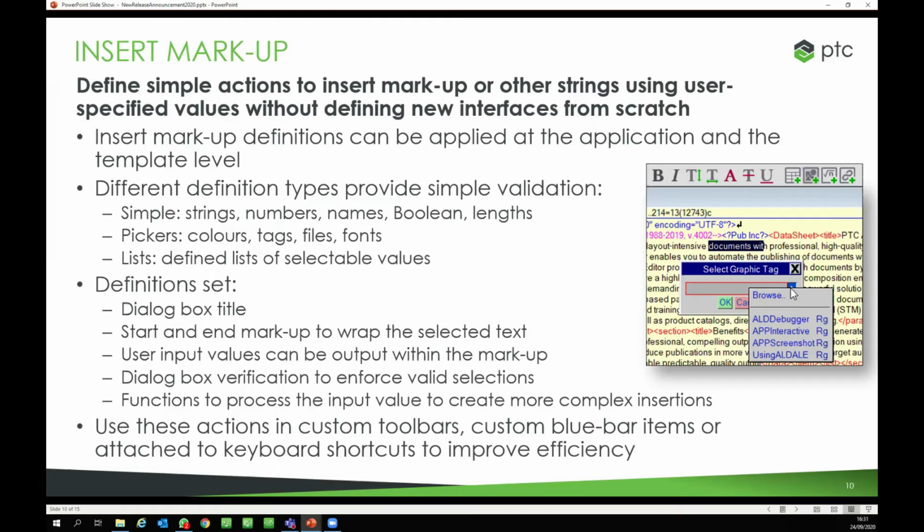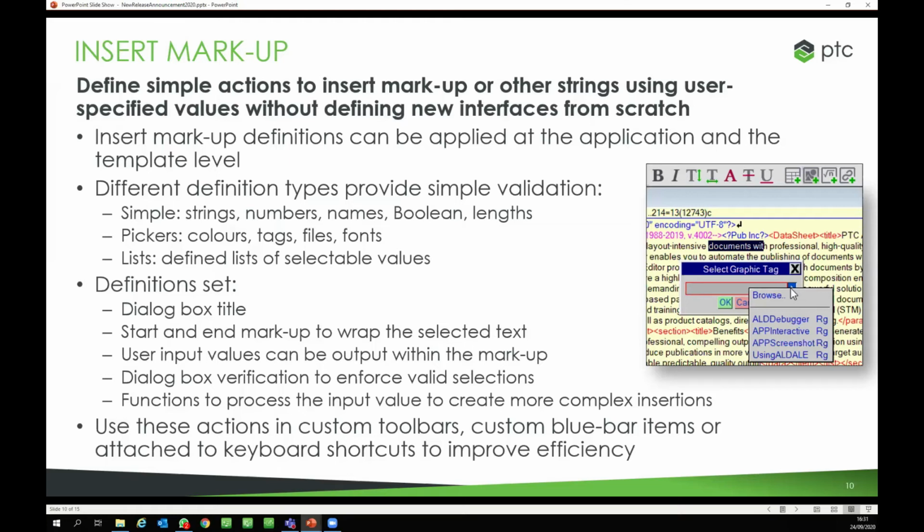So if you want to create a list of something, they could be lengths, it could be the number of columns in a table. It could be some things which you've predefined. You can create those lists, and then the user can select those from the drop down, as you can see in that little screenshot there.